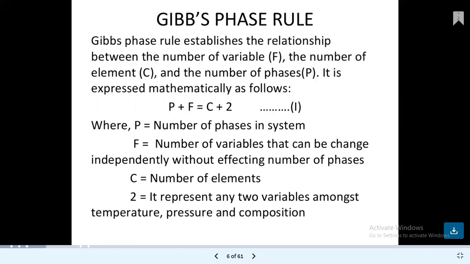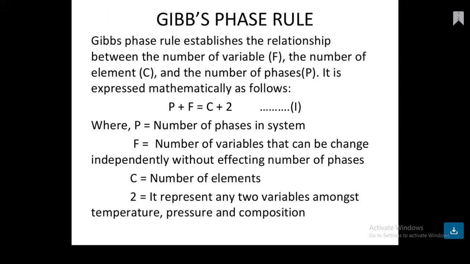Gibbs phase rule. Gibbs phase rule establishes the relation between the number of variables, that is F, the number of elements, that is C, and the number of phases, P. It is expressed mathematically as follows: P plus F is equal to C plus 2. This is equation number 1, where P is the number of phases in the system, F is the number of variables that can be changed independently without affecting the number of phases, C is the number of elements, and 2 represents any two variables amongst temperature, pressure and composition. Out of those three, any two may be present here.